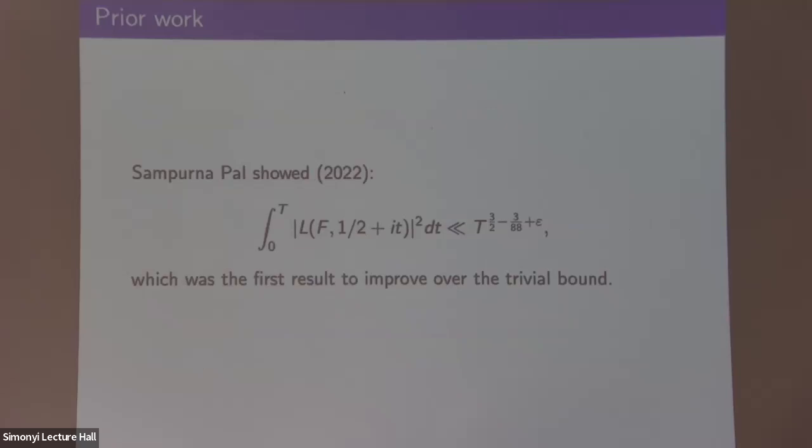There's one result subsequent to the short interval bound, due to Samperna Paul, who showed something a little bit better than the trivial 3/2 exponent. He saves 3/88. Again, it builds on the other work, but it uses different ideas, and it's different from what we're doing.